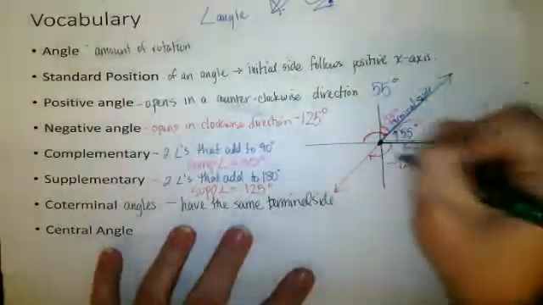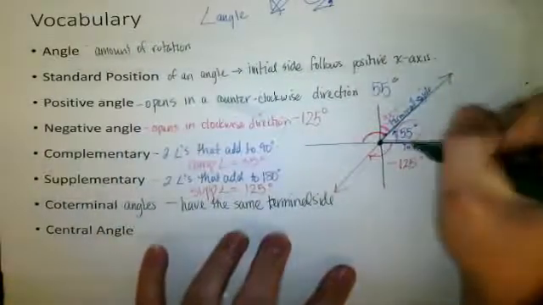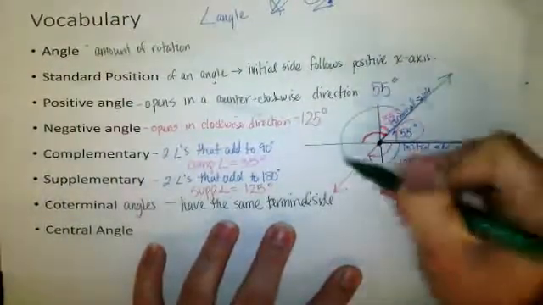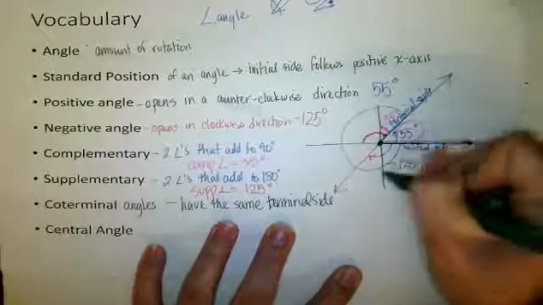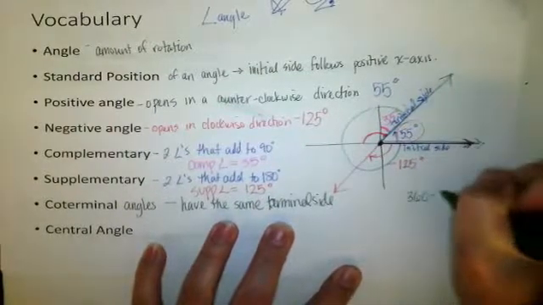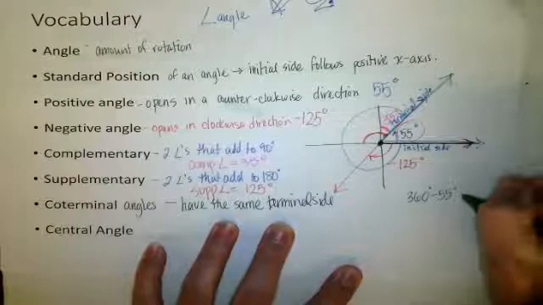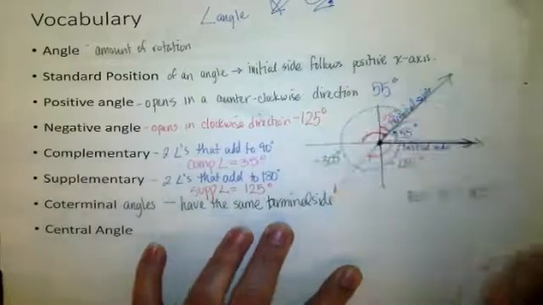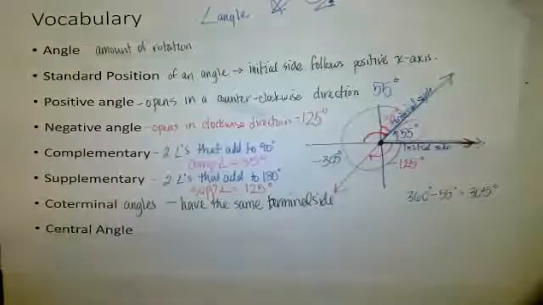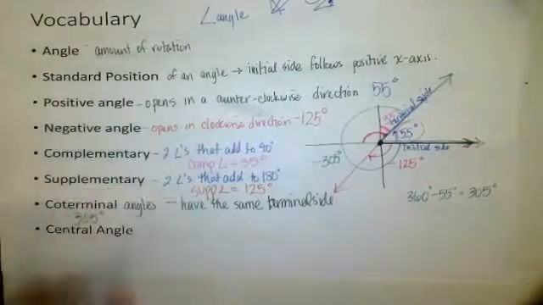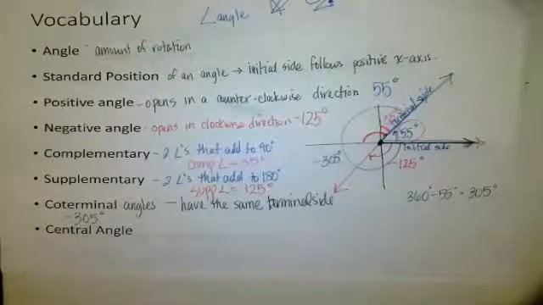Negative 305. How'd you get negative 305? Okay, so very good. So if you went this direction, opening downward to get all the way around, 360 minus that 55 degrees gives you, what'd you say, 305? All right, so that would be a negative 305 degree angle. That is what we would call the negative coterminal angle. Good. So negative 305 degrees is an example of a coterminal angle. What about a positive one, though?